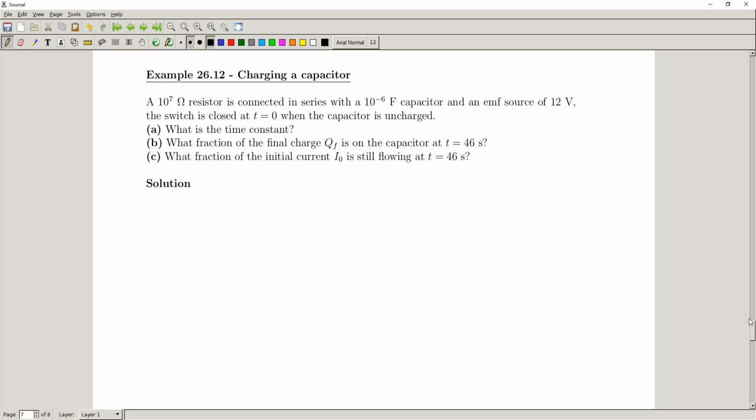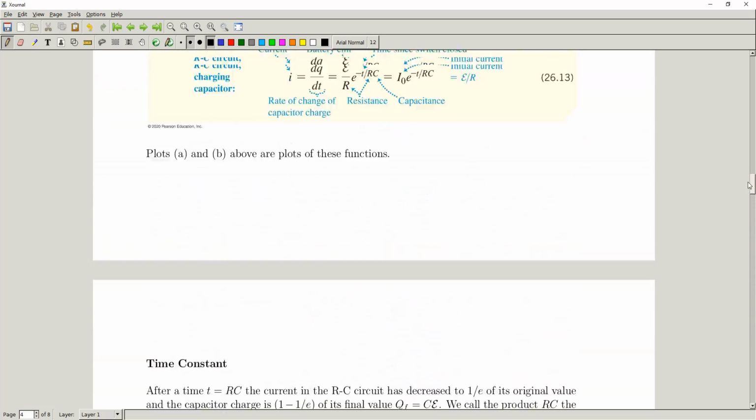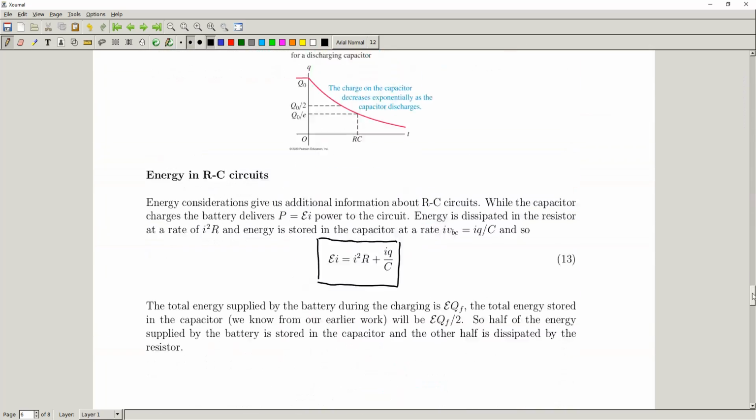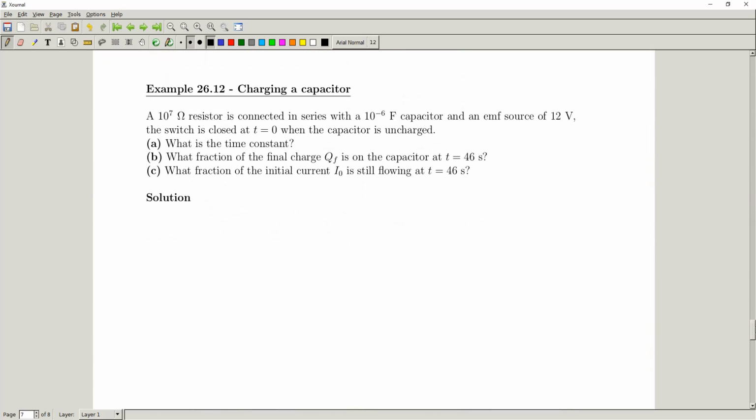So this is example 26.12 from the text. It's the charging of a capacitor. We have a 10 to the 7 ohm resistor, which is connected in series with a 10 to the minus 6 farad capacitor, and an EMF source that's putting out 12 volts. We have the same setup that we have above here. I didn't bother to redraw it, but it's the same setup from way up over here. The switch is then going to be closed at time t equals 0, and the capacitor is uncharged at that point, but it's going to start charging at that time.